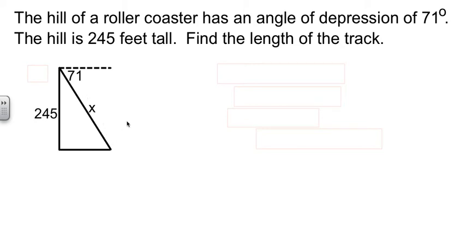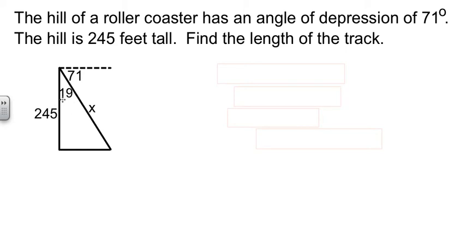Now, to be able to work with this, because this 71 is not in the triangle, I've got a couple of options. I could draw a line over here, just like this one, and move the 245 over here, and I could work with that. That's one option. Or I can figure out this other angle here. Together, this is 90 degrees. So if 71 of it's over here, that leaves 19 degrees to be here. And that's the one I'm going to use.